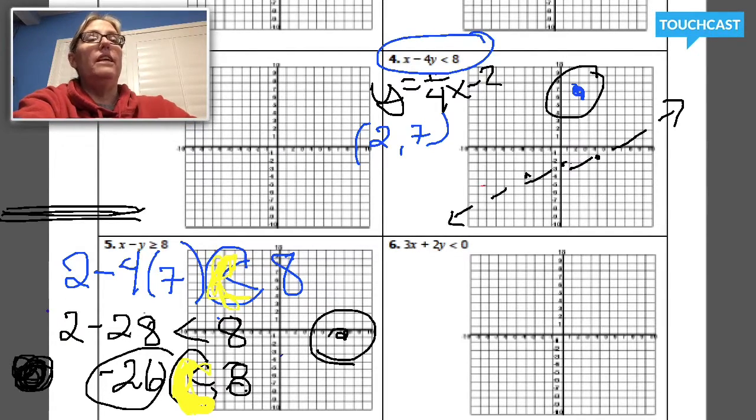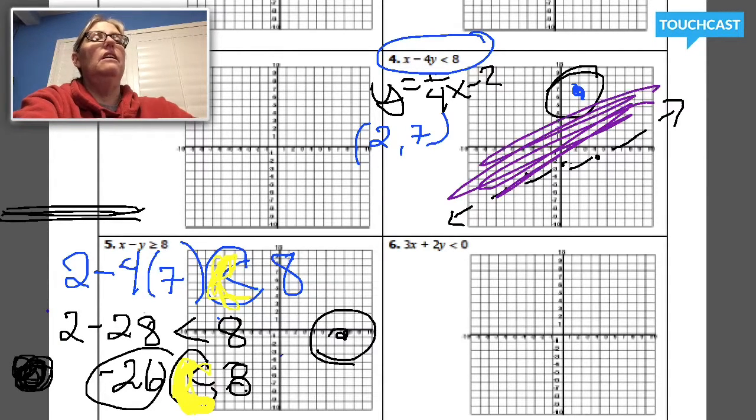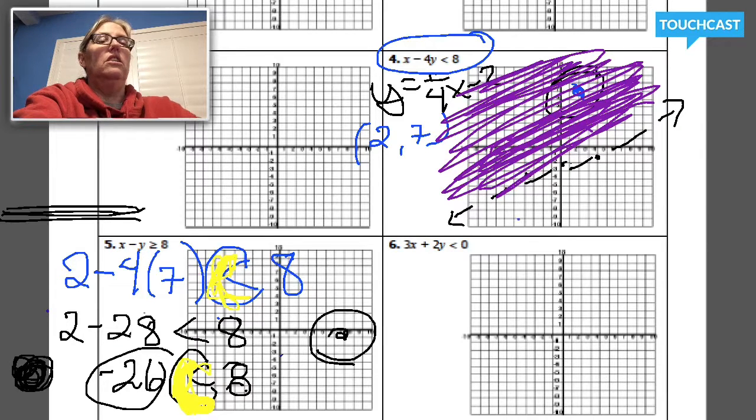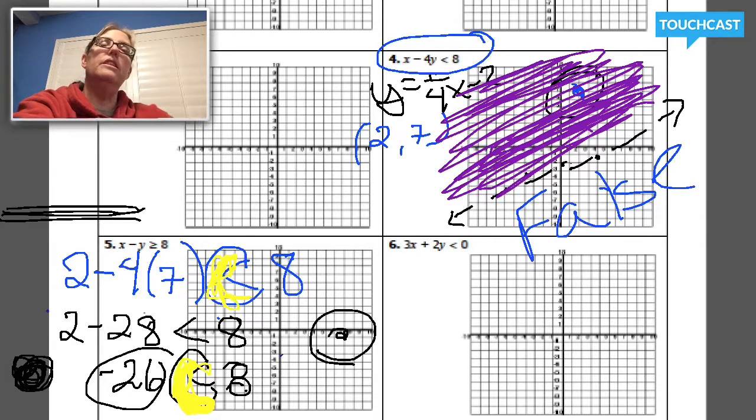So this point is true, which again means everything on this side of the line, the side of the point, is true. Everything on the other side is false. This side is false. So we don't want to do anything with that. We don't even want to shade it. We don't even want to look at it. Those are not the answers.